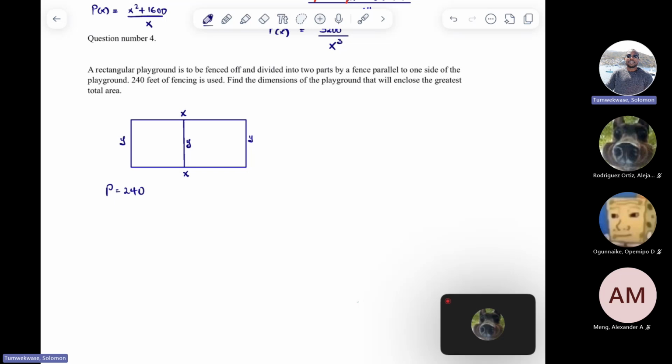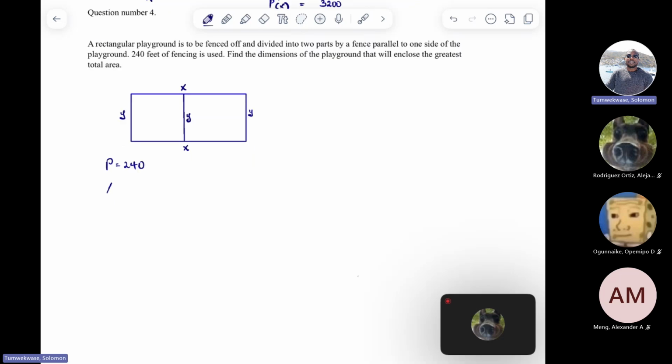Okay, so we know that the formula for the area won't change. So the area is the same as length times width, so that is xy.